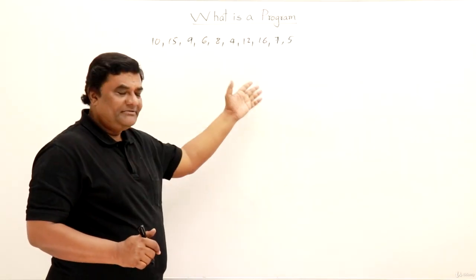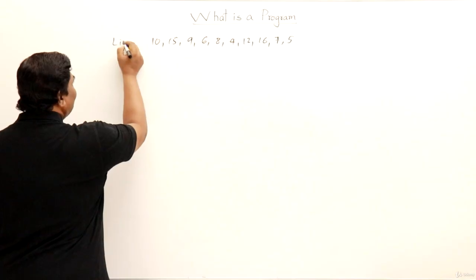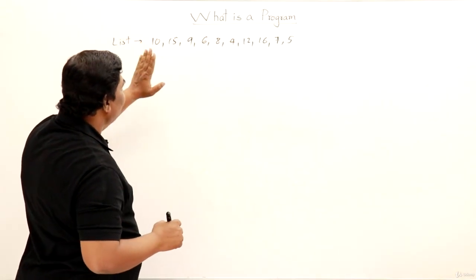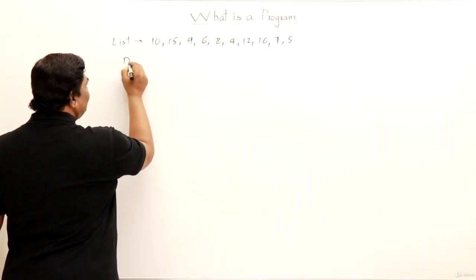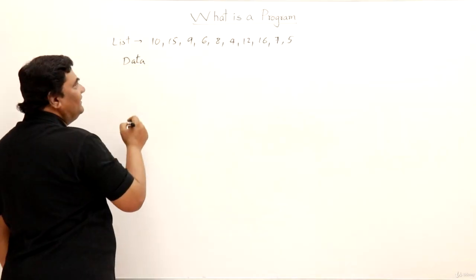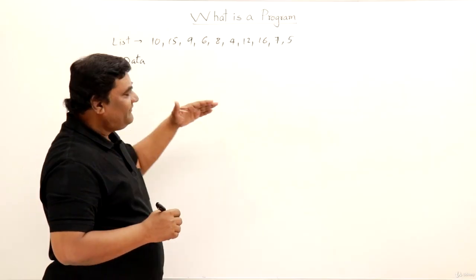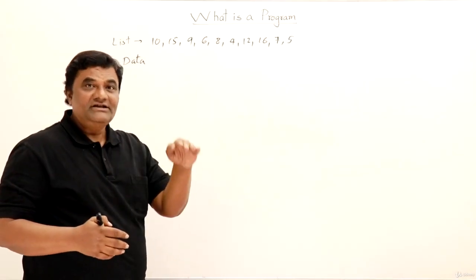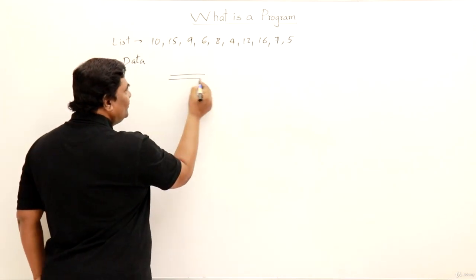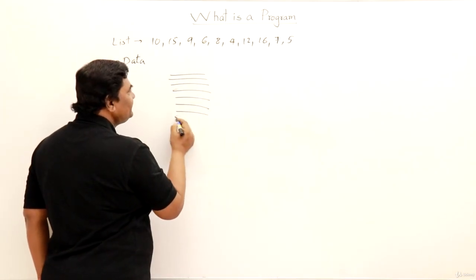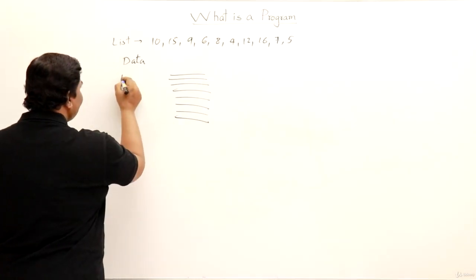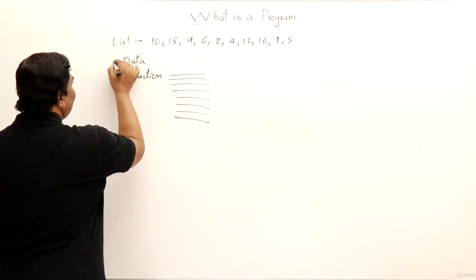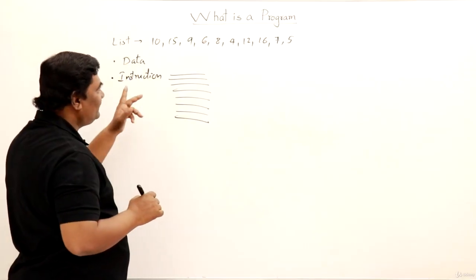Now I have taken a list of numbers. Let us say the procedure is the same. I want to find the average. So what are these numbers? These numbers are nothing but data. Then for performing the average, there is a procedure, right? The steps involved in that procedure are nothing but instructions. So there are two things now: data, and the instructions upon that data.